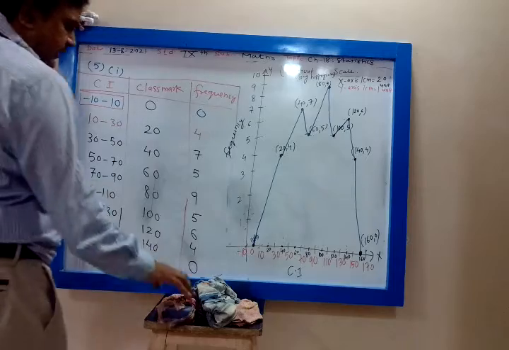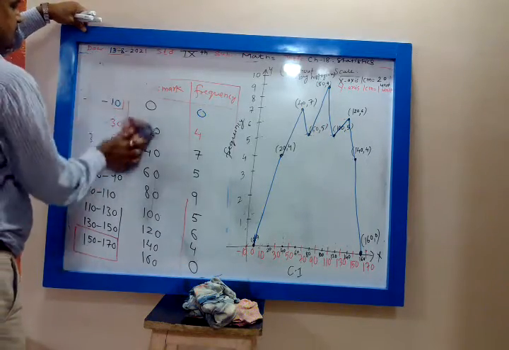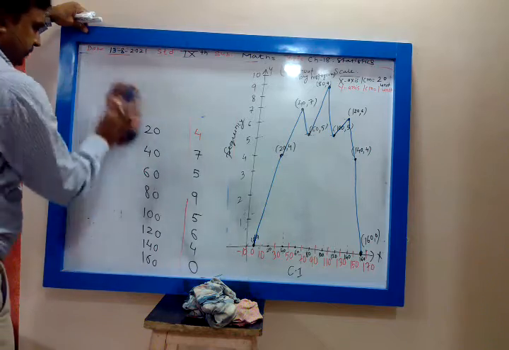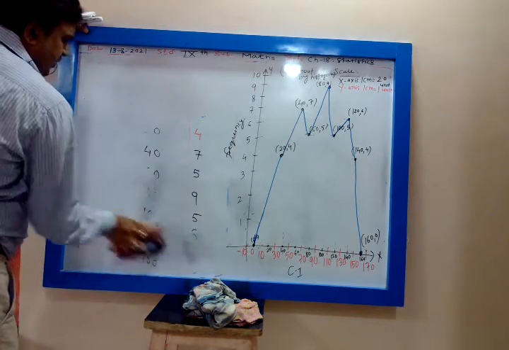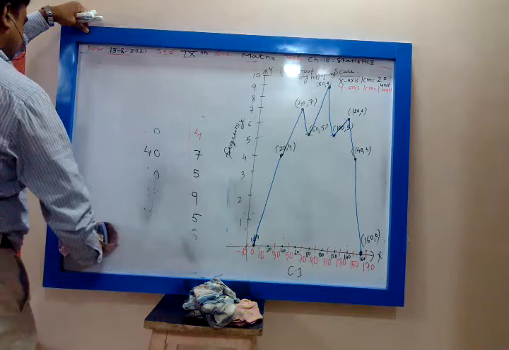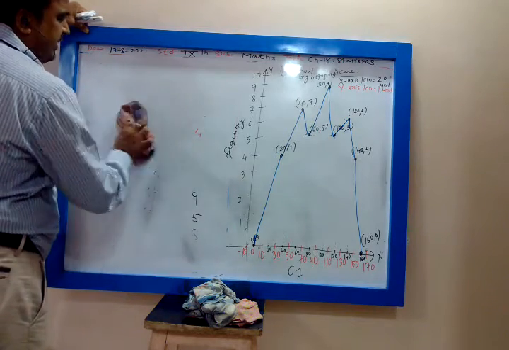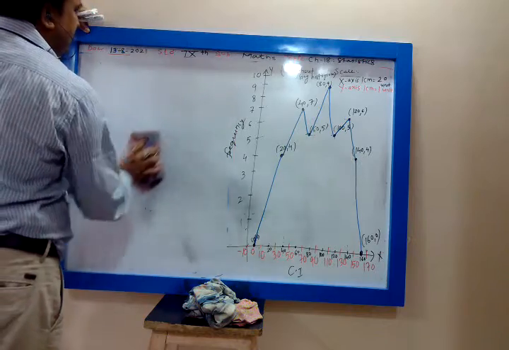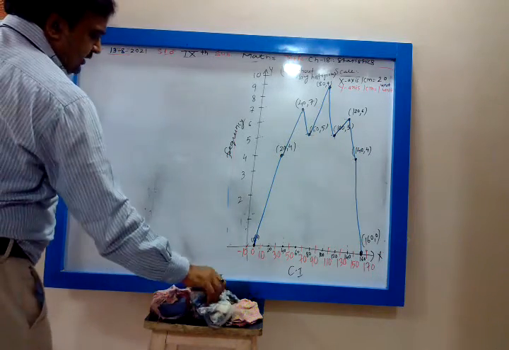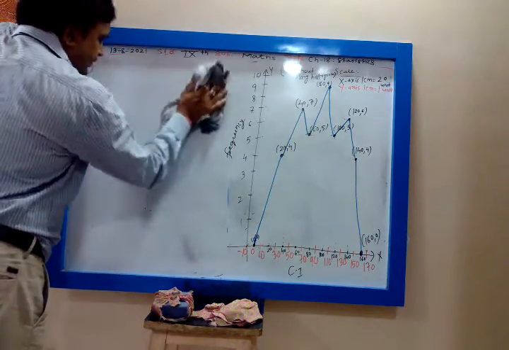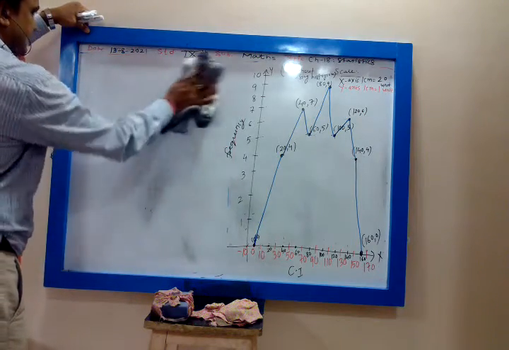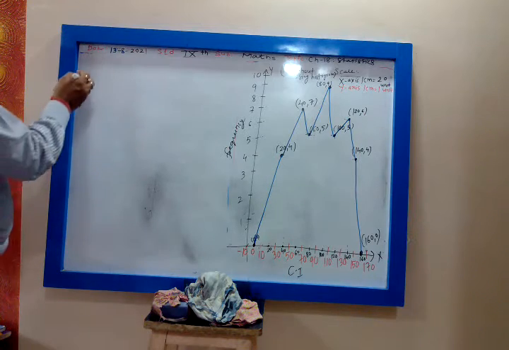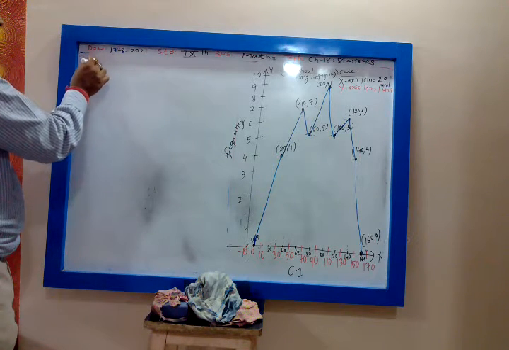But before that, you have to take 2 additional class intervals. Whenever you have to draw the graph of frequency polygon, you have to take 2 additional class intervals: 1 class interval in the beginning, 1 class interval at the end, so that the graph of frequency polygon starts from the x-axis and ends at the x-axis.